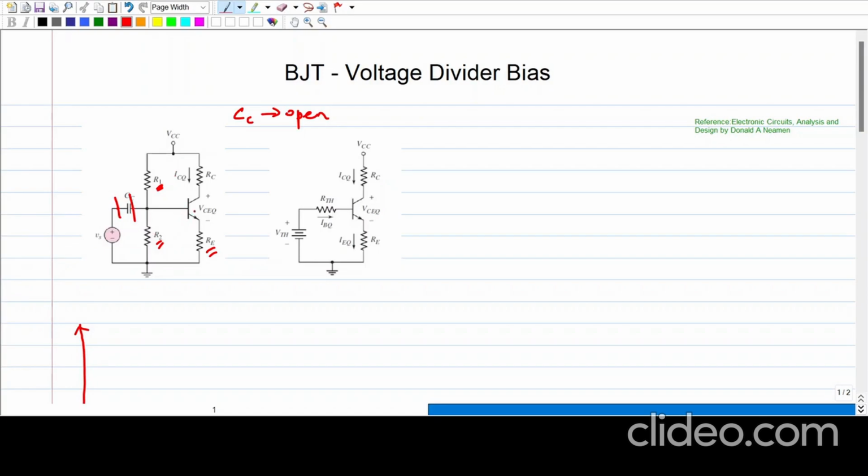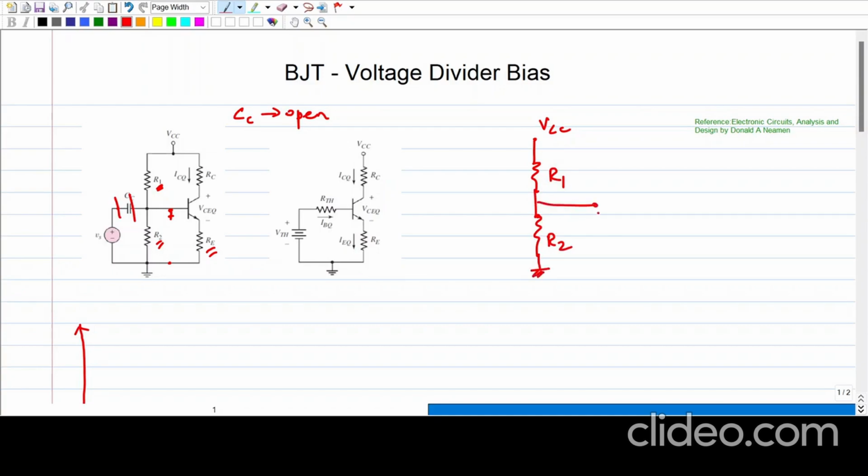Now we are going to draw the Thevenin's equivalent to this base. That is, we are going to draw the Thevenin's model, the Thevenin's equivalent to the base circuit. That is shown here, VTH and RTH. So how to get this? This is VCC, this is R1, and this is R2.